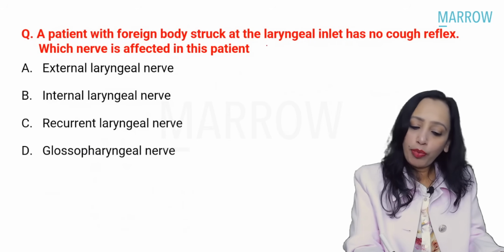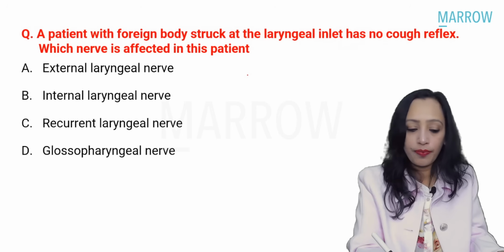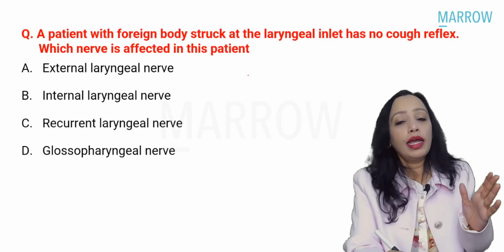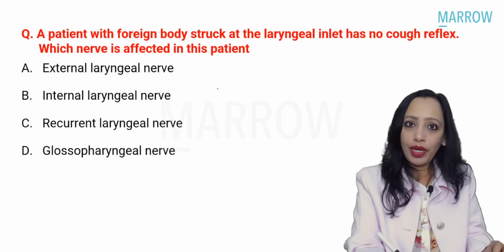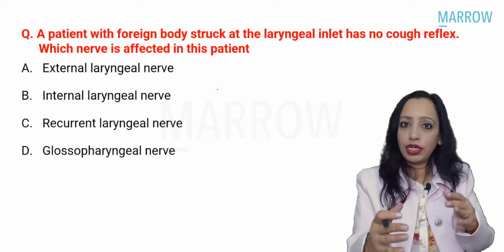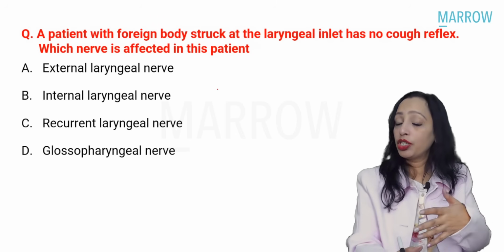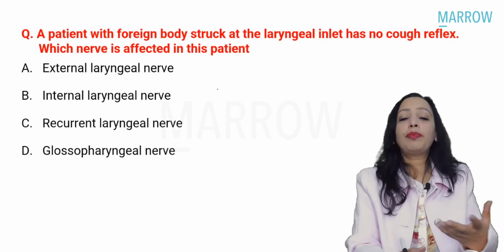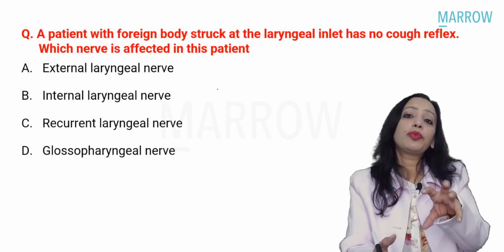A patient with a foreign body stuck at the laryngeal inlet has no cough reflex. Which nerve is affected in this patient? Now, as we have seen, almost every year in INI-CET, one question from the nerve supply of the larynx has always been asked. Previously, they were combining the surgery with the presentation, like there is a base of skull injury, following which the patient has aspiration, or the patient is not able to raise his pitch of voice, or maybe there is a thyroidectomy following which the patient presents with stridor. So this combination of surgery as well as presentation was given.